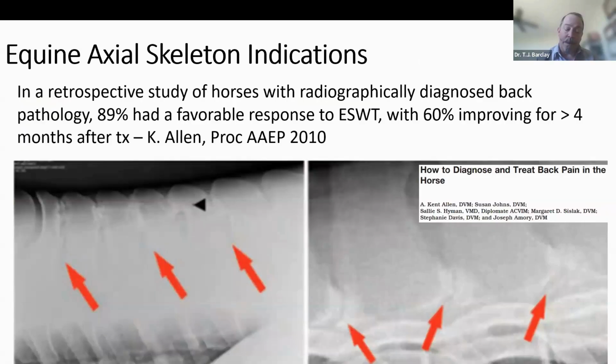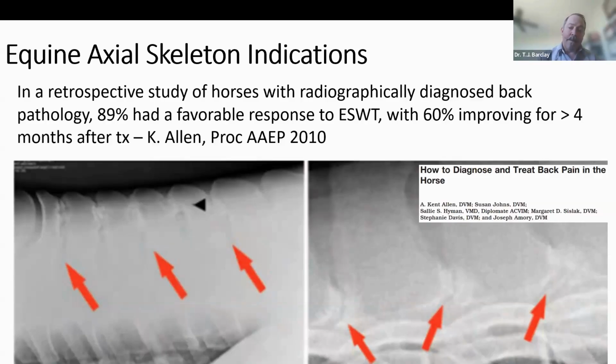Also we tend to treat a lot of back indications in horses as well. So this was some work done by Kent Allen a number of years ago, evaluating the effectiveness of shockwave on treating back indications. So that could be either arthritis of the dorsal articular processes or dorsal spinous process impingement. And as you can see, 89% of those had a favorable response to shockwave treatment.